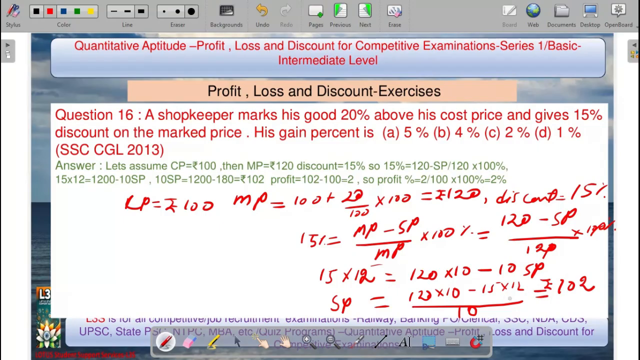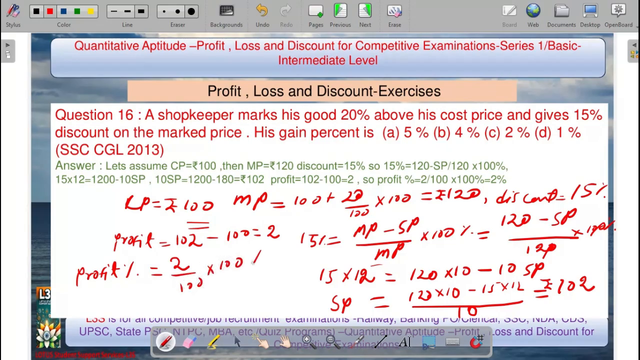Now if SP is 102 and CP is 100, then what will be the overall profit percent? Profit will be 102 minus 100, so this will be 2 by 100 into 100%. So this will be equal to 2%. So this will be the correct answer here.